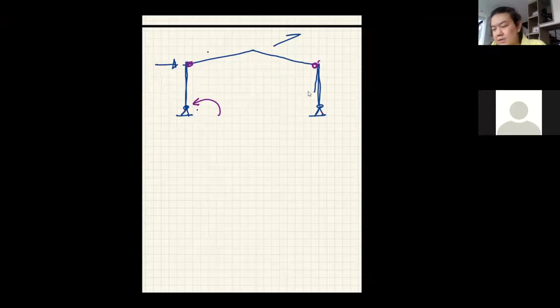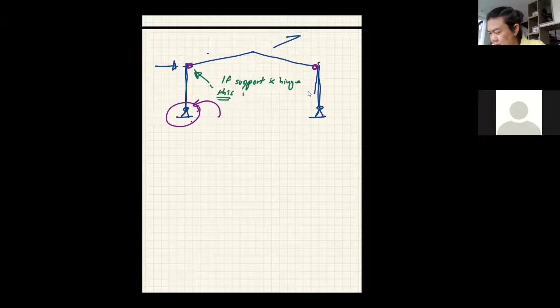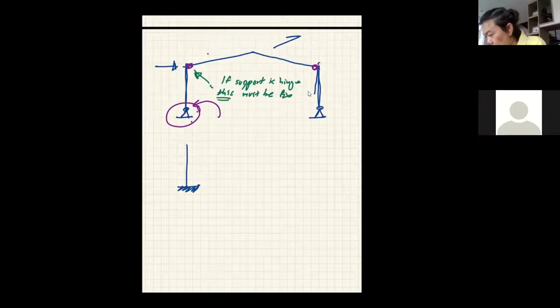Now, generally, engineers don't wish to transfer the moment into the foundation, so they always give these details to make sure that the columns behave as a hinge. So when this hinge detail is used, this has to be fixed, right? If the support is hinge, this must be fixed. Okay, so that means, can I say that if my support is fixed, can the top portion be hinged? Yes, I suppose so.